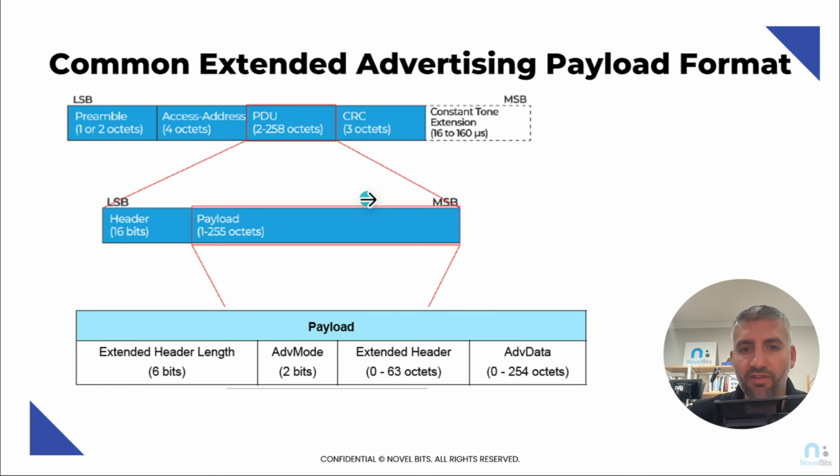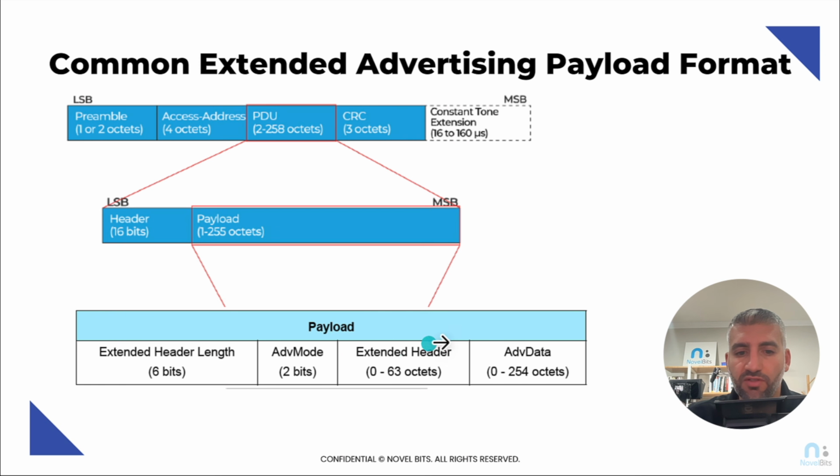So if we look at what the advertising data looks like, this is the generic format for a Bluetooth Low Energy packet. And we know from going back to legacy that the payload was only 37 bytes. We had 6 bytes that went to the advertising address, and then the remaining 31 bytes are what was available to us to include actual data. In this case, it is different. We have up to 255 bytes here.